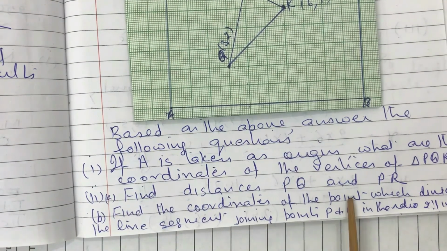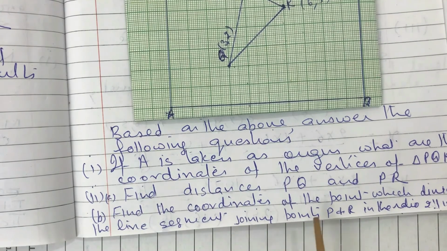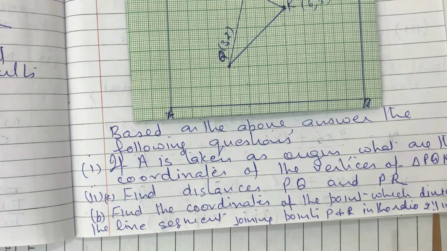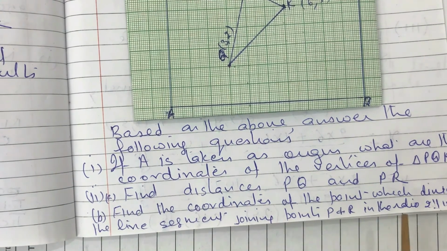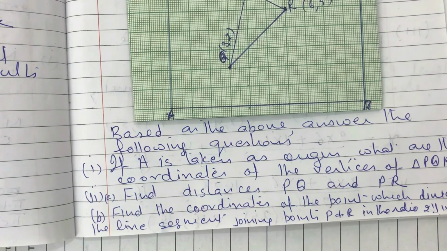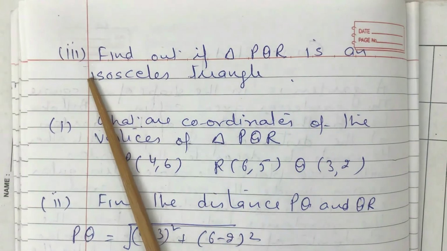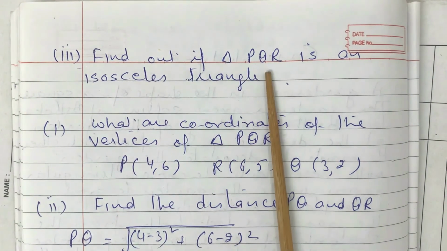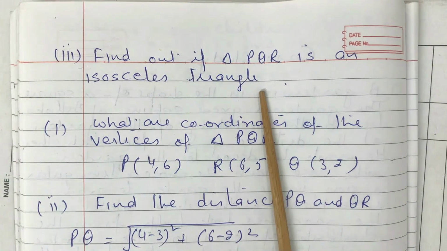Find the coordinates of the point which divides the line segment joining points PR in the ratio 2:1 internally. Again, the answer to this question is on the next page. And there is one more question, the third question, which I have written on the next. Now the third question is: find out if triangle PQR is an isosceles triangle.